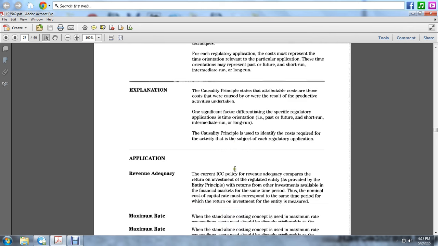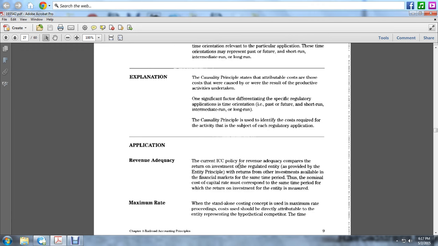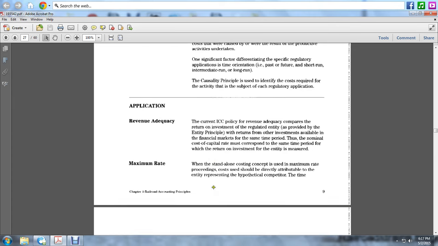For revenue adequacy, the current Interstate Commerce Commission policy compares the return on investment of the regulated entity, as provided by the entity principle, with the return on investment available in the financial markets for the same time period. The nominal cost of capital rate must correspond to the same time period over which the return on investment for the entity is measured.